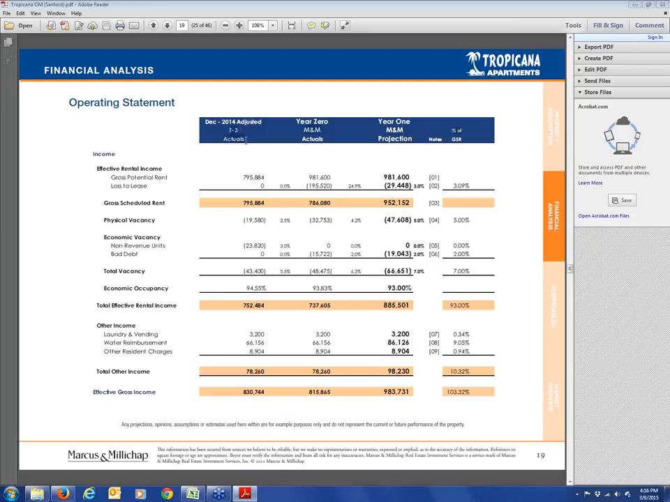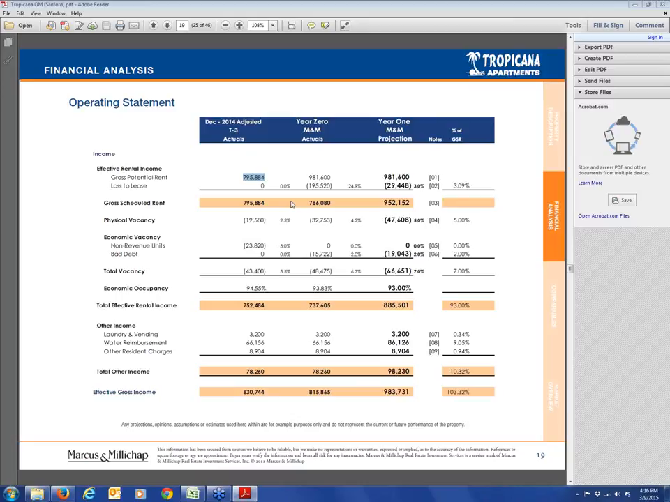T3 actuals. Let me explain what this means. What they're saying is on the actual numbers, not the pro forma, the actuals. They are only showing you the trailing 3 months. So on December 2014, they're taking October, November, and December income and expenses, multiplying them by four, and coming up with annualized numbers. That doesn't work for me.